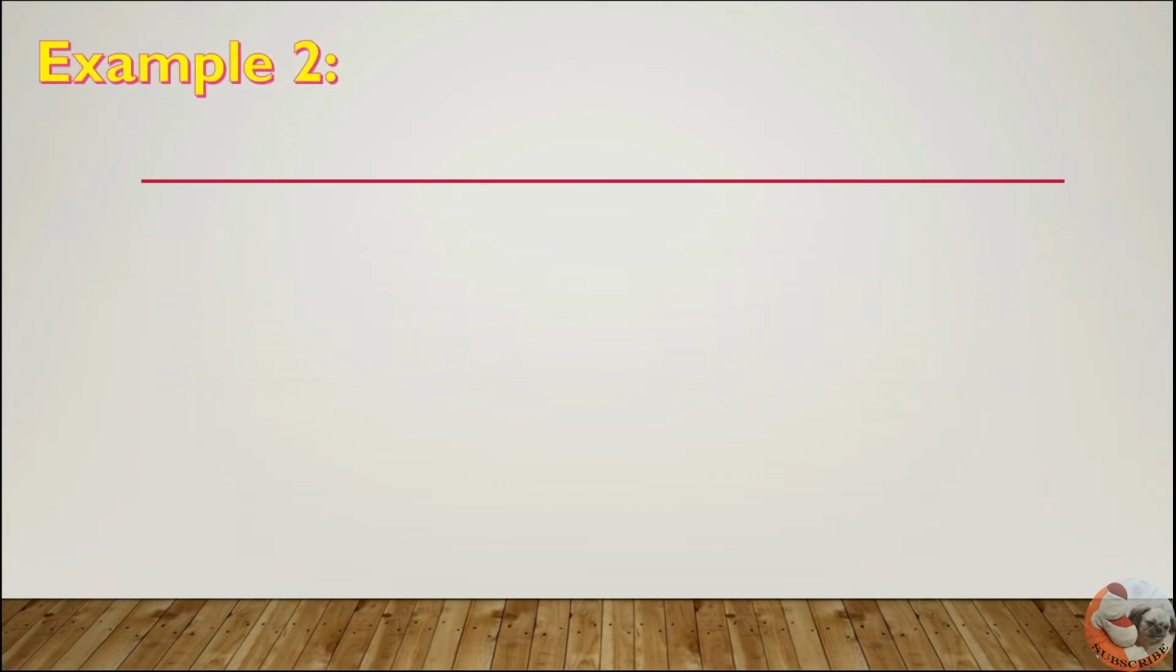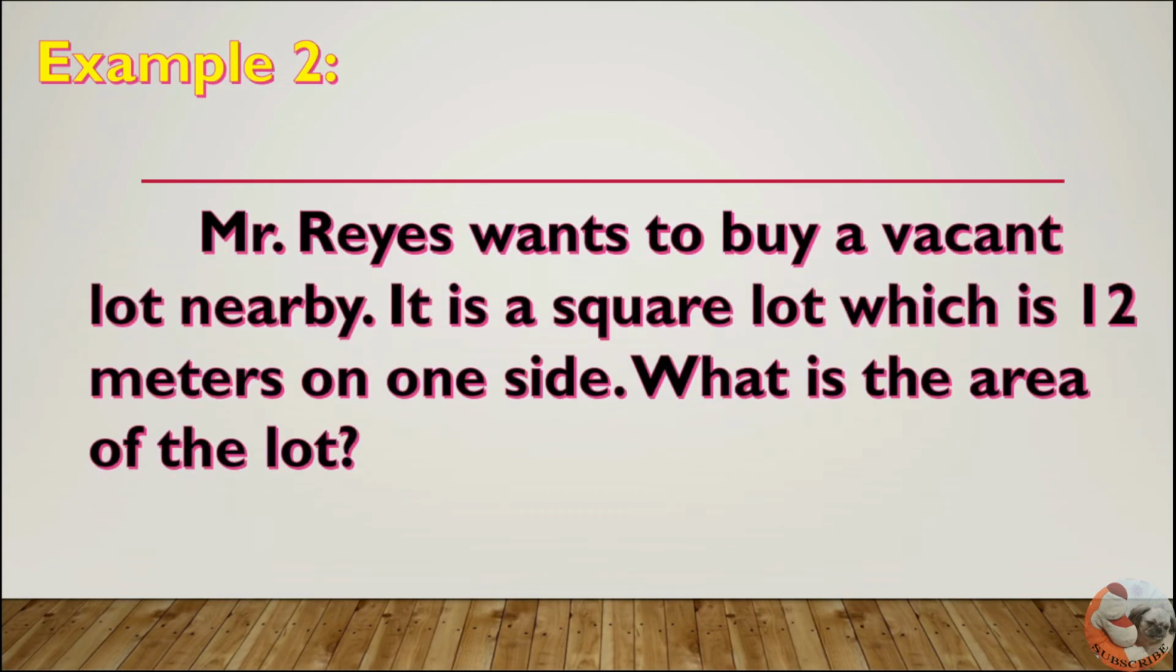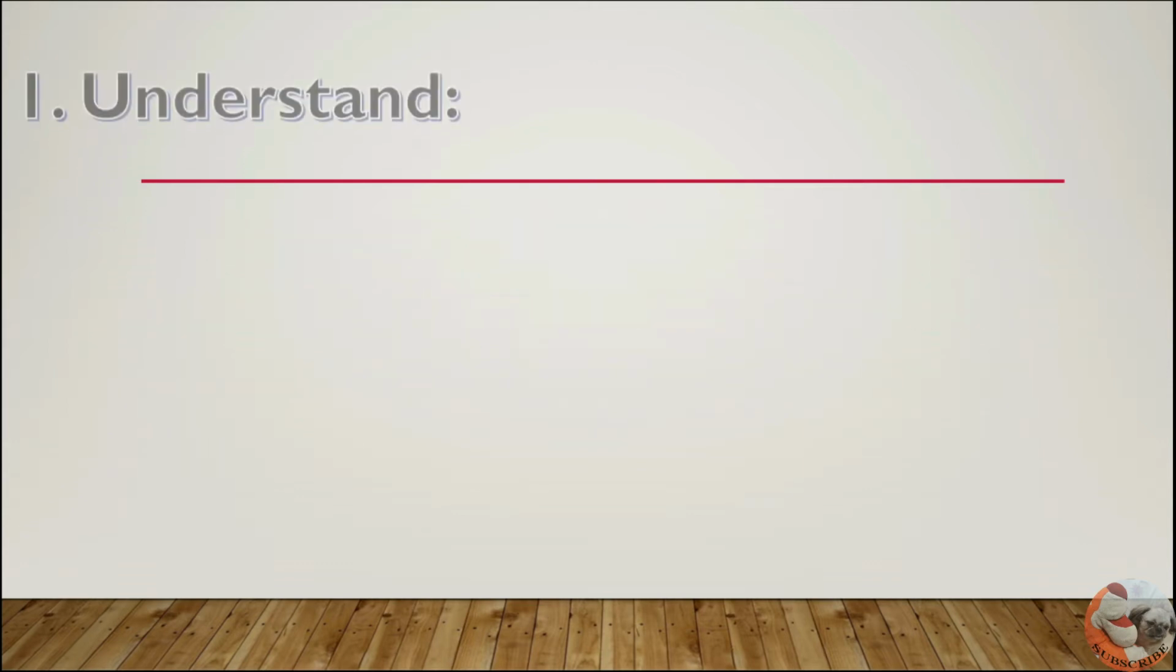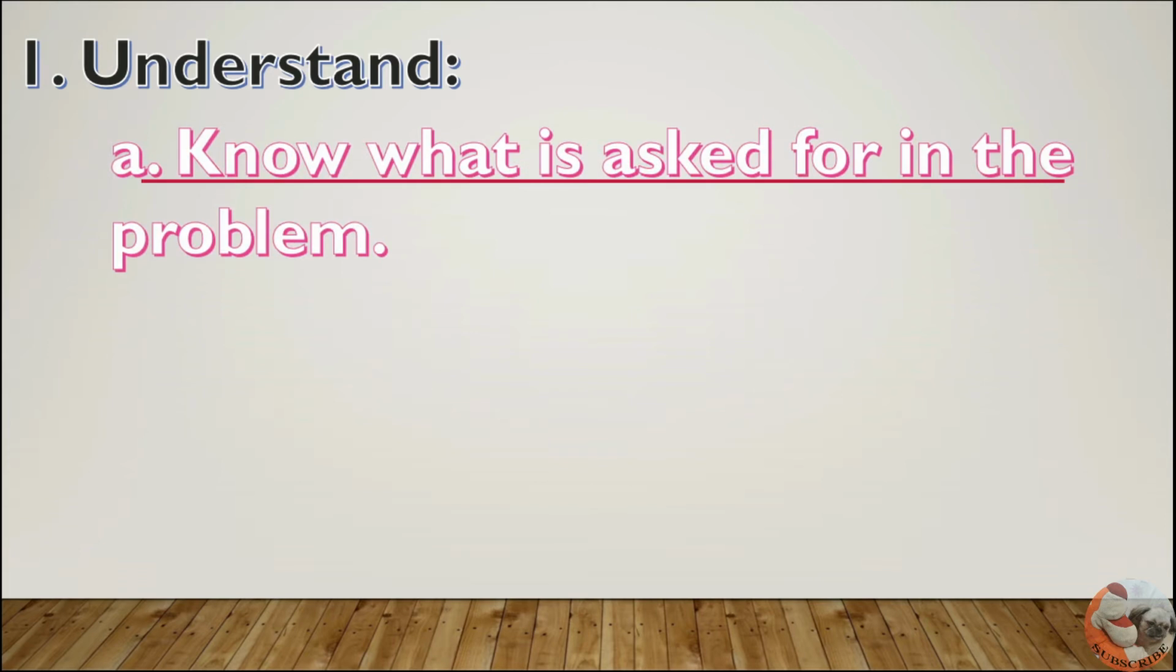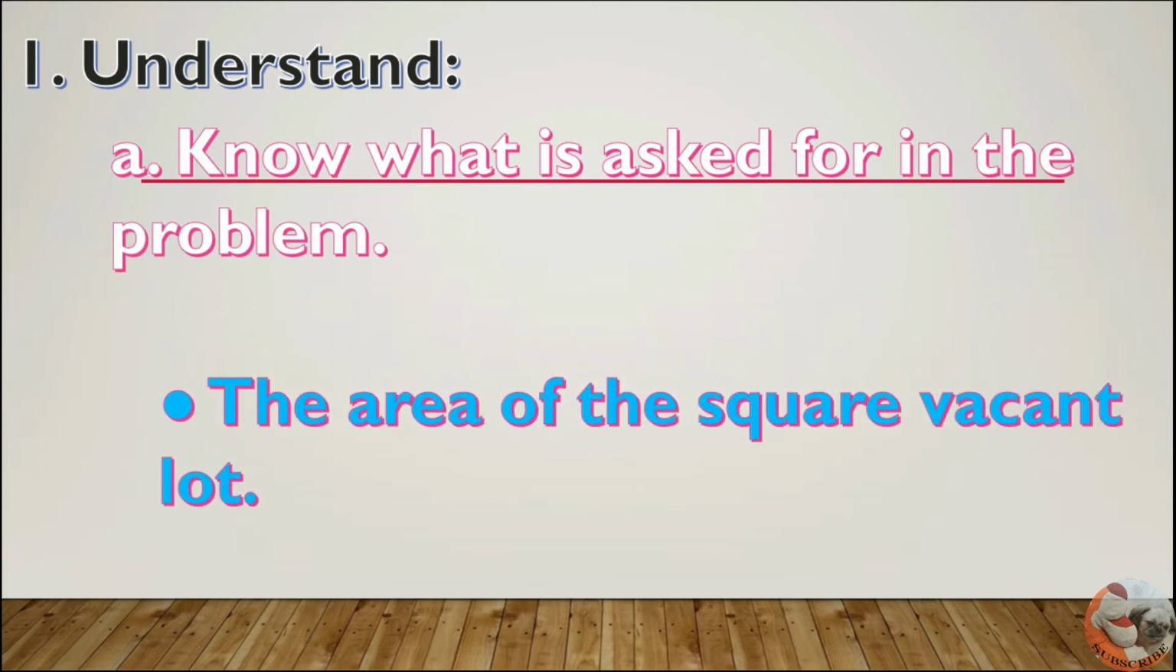Example number 2. Mr. Reyes wants to buy a vacant lot nearby. It is a square lot which is 12 meters on one side. What is the area of the lot? Number 1, understand. Know what is asked for in the problem. The area of the square vacant lot.